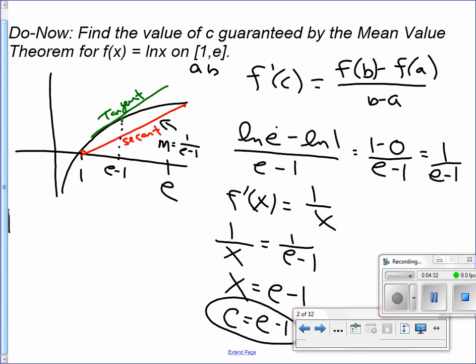Well, the mean value theorem just guarantees that the slope of the tangent line, the derivative, will equal the slope of the secant line. You're asking what's the difference between the mean value theorem and the derivative?